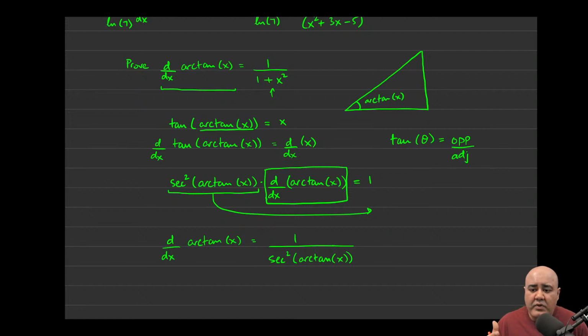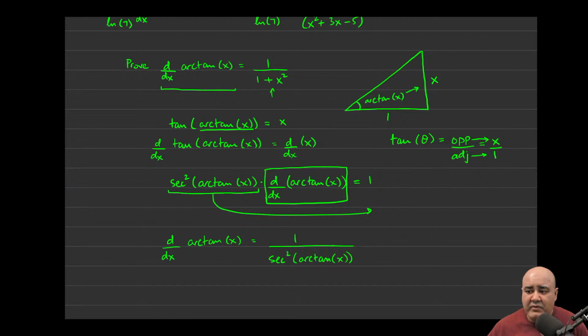So if we know that tangent of some angle is equal to x, doesn't that mean that the opposite has to be x and the adjacent side has to be 1 then? Well, if that's the case, tangent of arctangent of x is x: the opposite side of this angle is going to be x. The adjacent side is going to be 1.